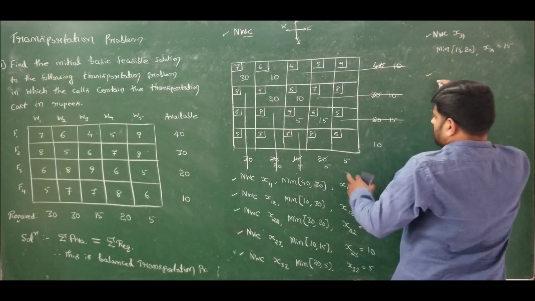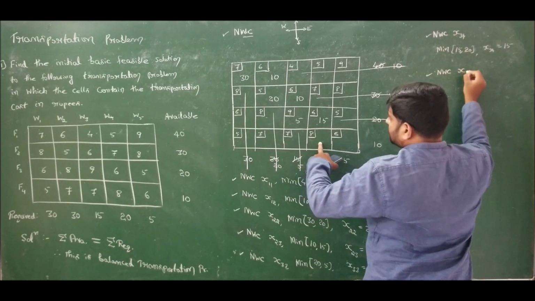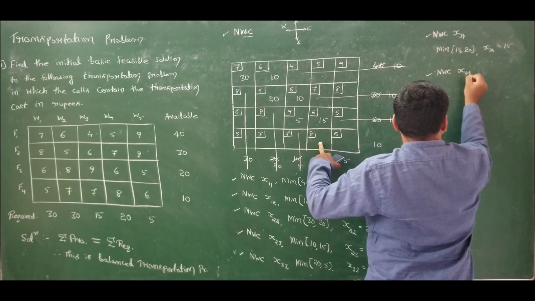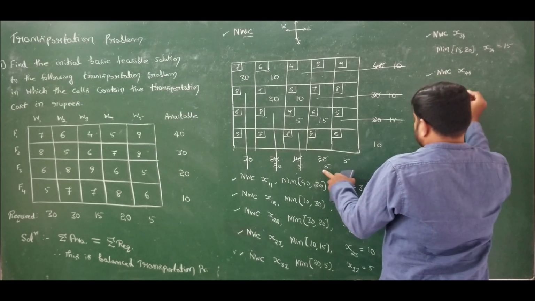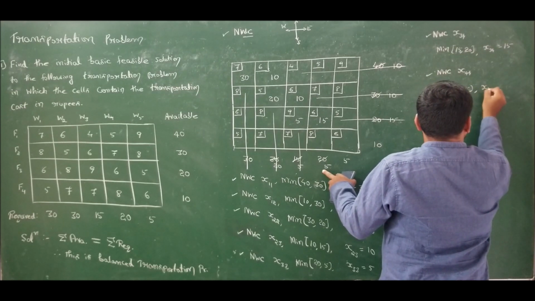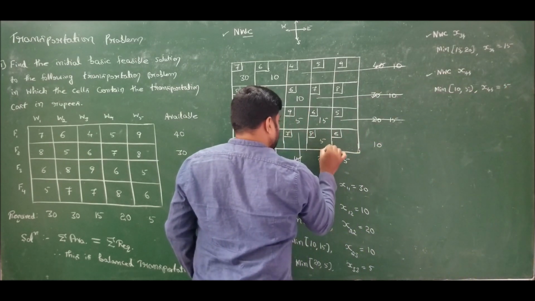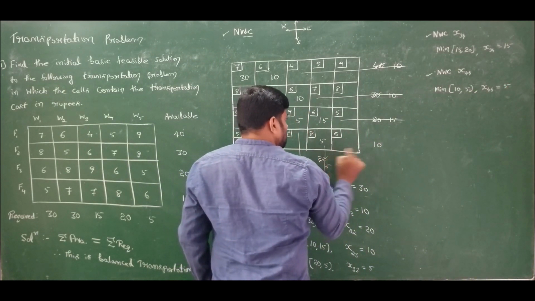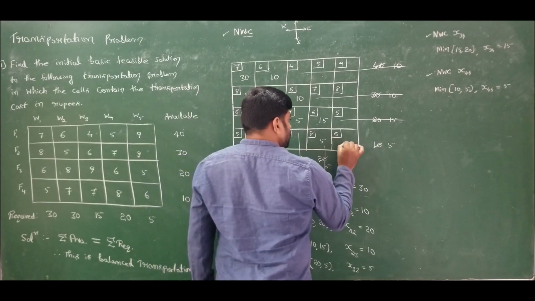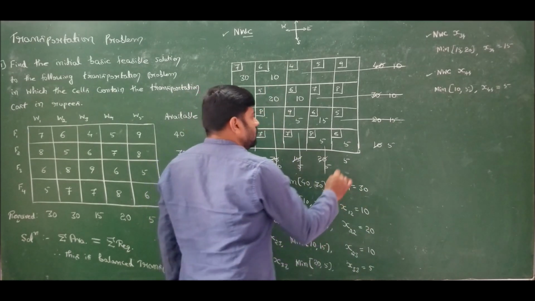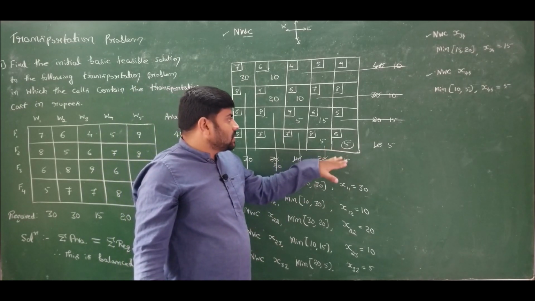So next northwest corner is this one. Next northwest corner is x44, so minimum of supply is 10, demand is 5, so x44 will take 5. It will take 5, so this is eliminated. Since I have taken 5, only 5 is the remainder, so therefore final allocation will be 5. We don't have any choice, it is forcing us to allocate 5.